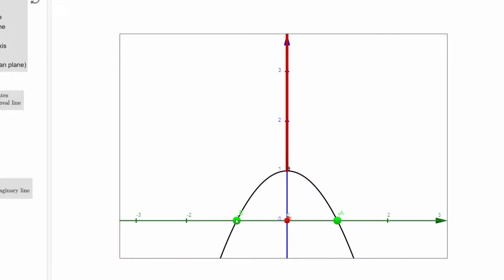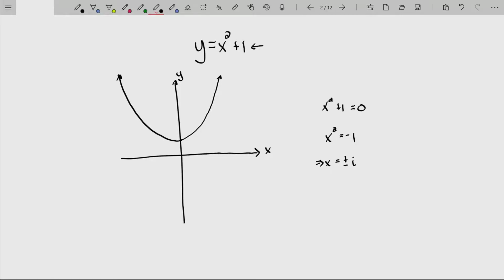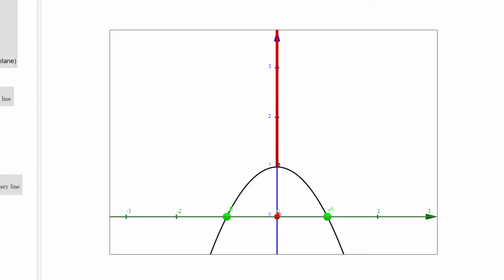So you could see that those solutions are -1 and 1, but they're not -1 and 1. They're -1 and 1 on the imaginary number line. So it's -1i and 1i. And remember, that was the actual solution to that equation. That was the actual 0, x equals plus or minus 1i.